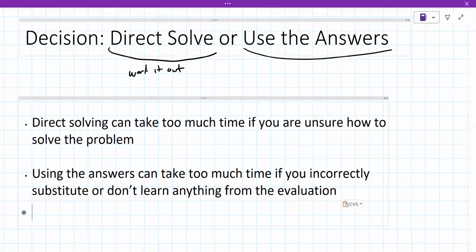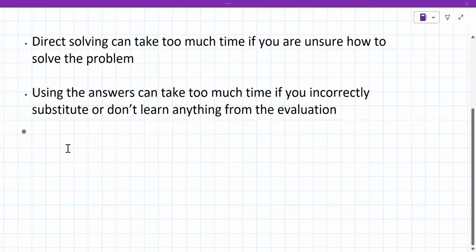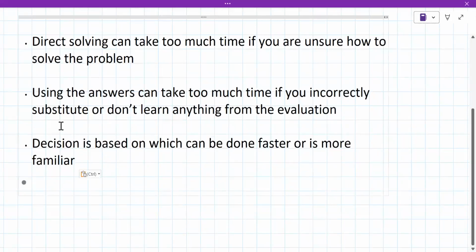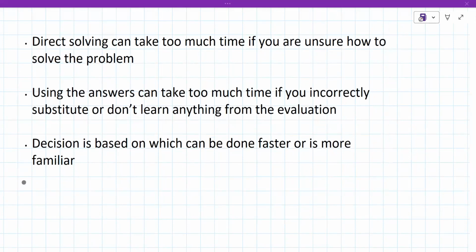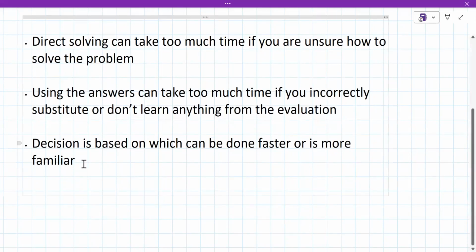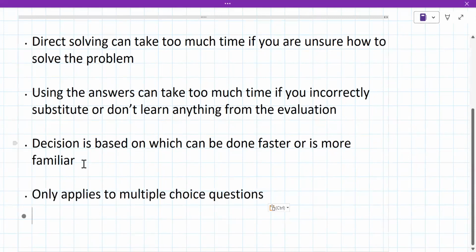And your decision is really based on how quickly you can either direct solve it or substitute in the answers. So it really comes down to: I know it, I should solve it, or I think I can do the answers pretty quickly. And I think this one's fairly obvious. This only applies to multiple choice questions. So the free response ones, you just have to work out.